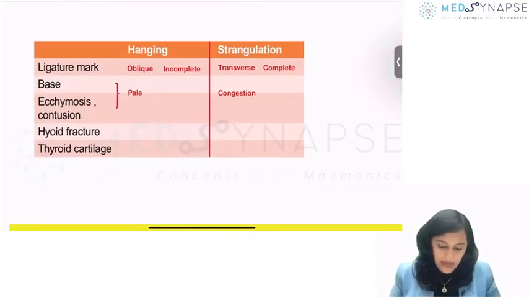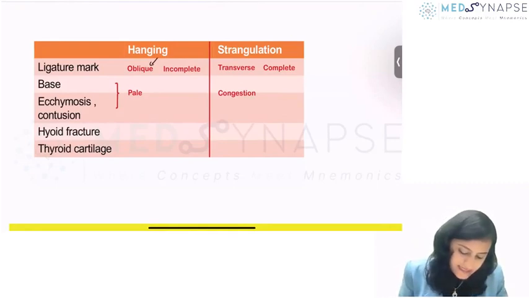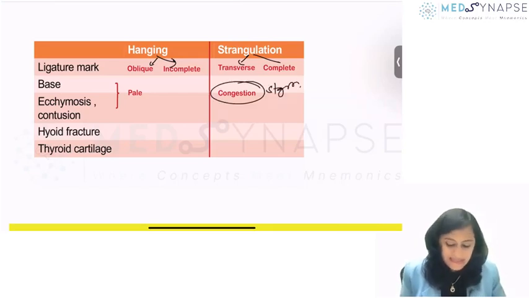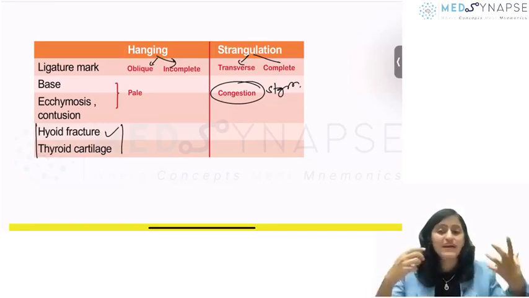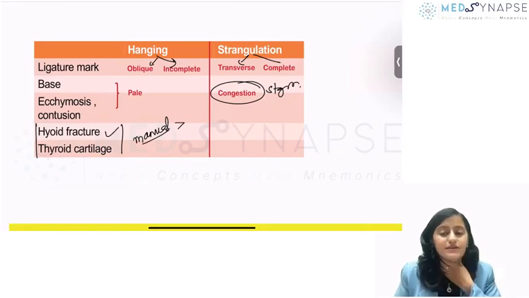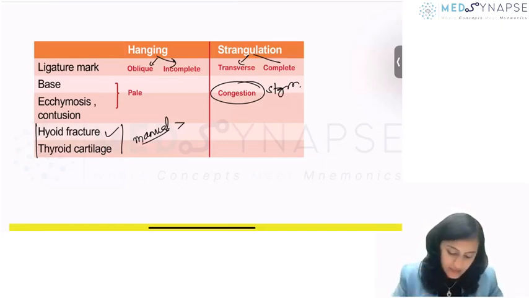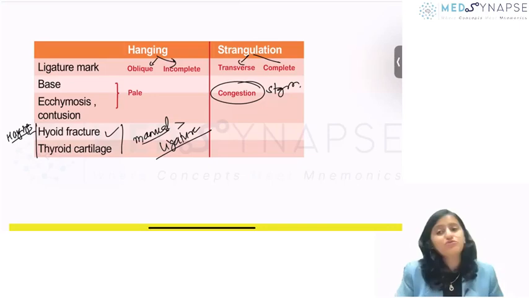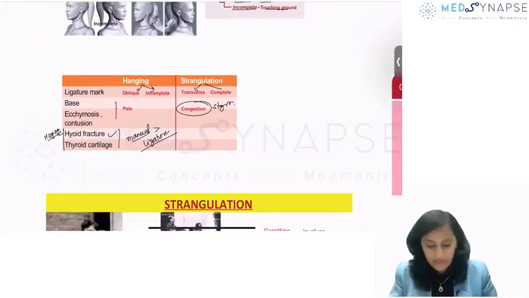Next one that we have here is hanging. We have already said it's oblique and incomplete. This is transverse, complete. There's a lot of congestion. That is stagnation. Hyoid fracture, thyroid cartilage fracture, more than the ligature. That is hanging, strangulation with ligature. These are more seen with manual strangulation. Okay, the manual ones, done by hand, cause more fracture rather than the ligature. Hyoid, H for hanging. Still, if you have to answer, hyoid fracture is more in hanging.